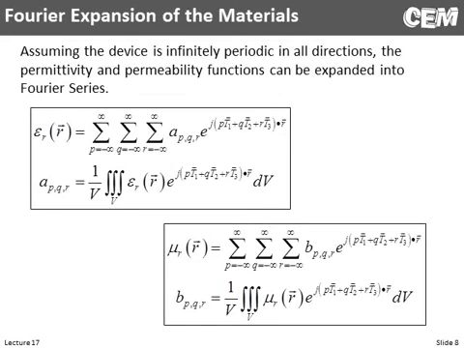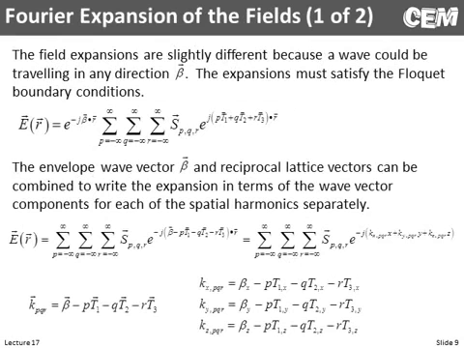So in 3 dimensions, we can expand our materials, the epsilon and mu, into these 3-dimensional Fourier series. And we can also Fourier transform our fields. So this top expression is the Fourier transform of the electric field.